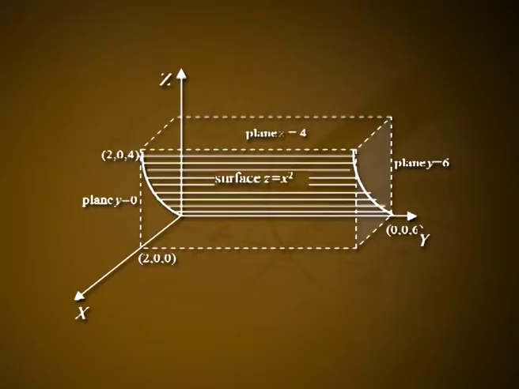The region V is the set of all points (x, y, z) for which 0 less than or equal to x less than or equal to 2, 0 less than or equal to y less than or equal to 6, x squared less than or equal to z less than or equal to 4. For the integration over V, we first integrate with respect to z from z equals x squared to z equals 4, considering x and y as constant. Then we integrate with respect to y from y equals 0 to y equals 6, keeping x fixed.